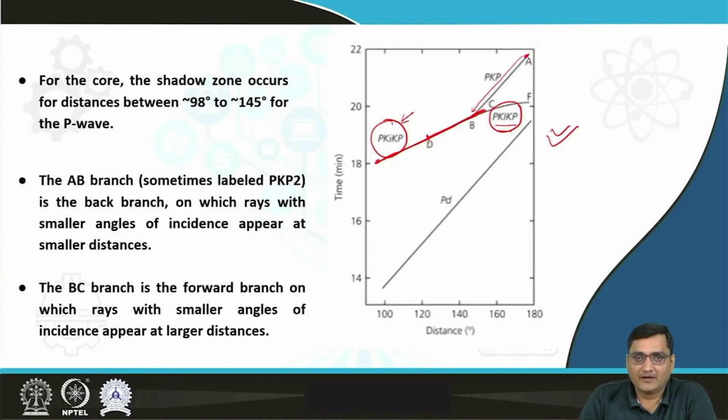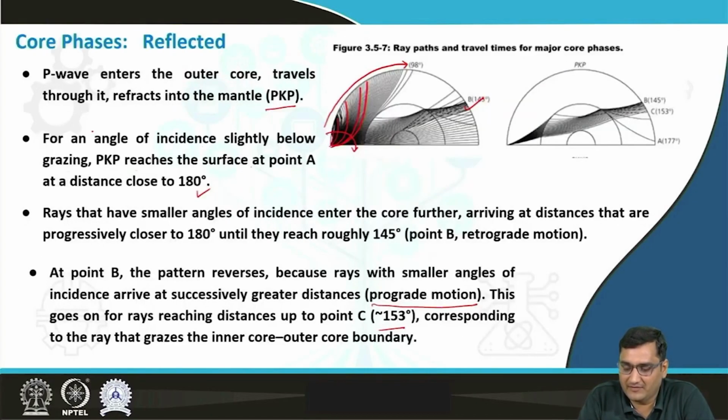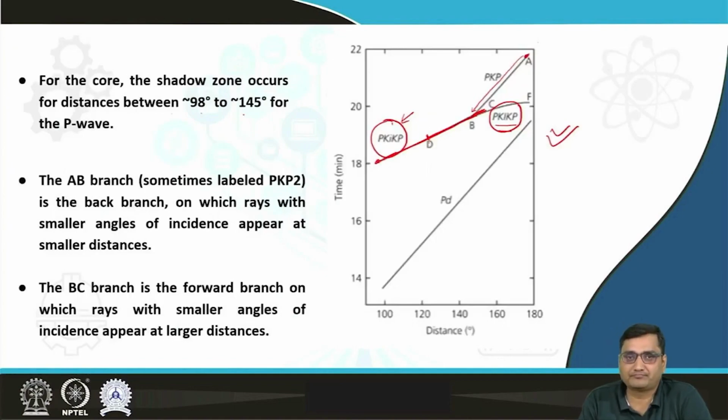You can see for the core, the shadow zone occurs for distances between 98 to 145 degrees for the P wave. So if you see this particular zone, this is the shadow zone for the P wave, which is from 98 degrees to 145 degrees. No direct P wave will be recorded in this region by the station. So this particular region is known as the shadow zone.